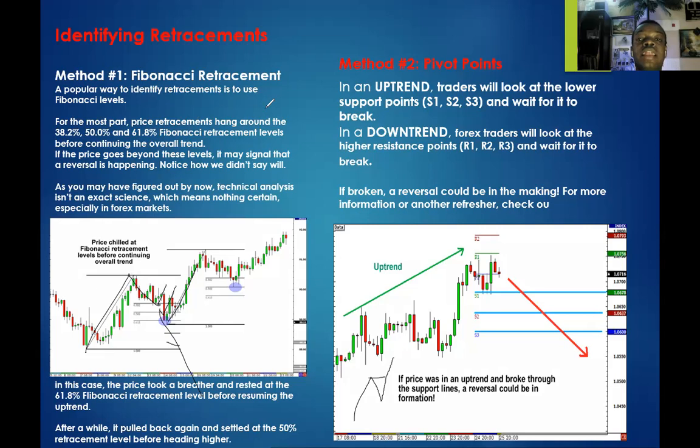But before then, let me finish the presentation definition. Then I can go to a live shot. So for the most part, price retracement hangs around the 38.2, 50.0, 61.8 Fibonacci retracement levels before continuing the overall trend. Remember what I said? I did explain it. If the price goes beyond this level, it may signal that a reversal is happening.